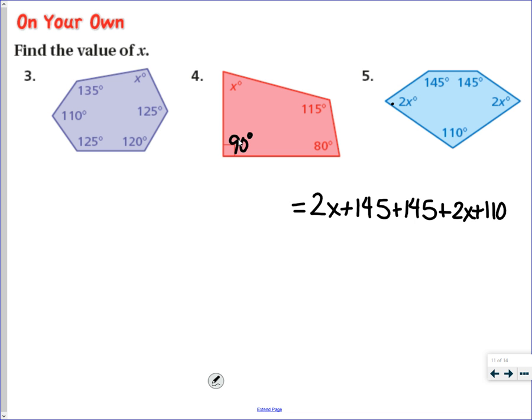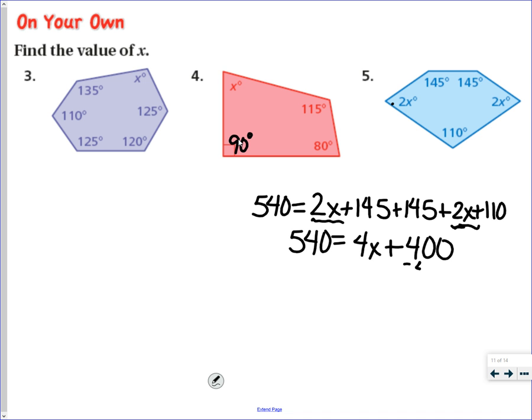We've done a pentagon now 3 times, I think, but a pentagon, 5 sides, would be 3 triangles, which would be a total of 540 degrees. Typically, I'd like to have the 540 on the other side, but I ran out of space. So if I add up the 145 and 145 and 110, I would have 400, but I would also have this 2x and this 2x. So I've got 4x plus 400.